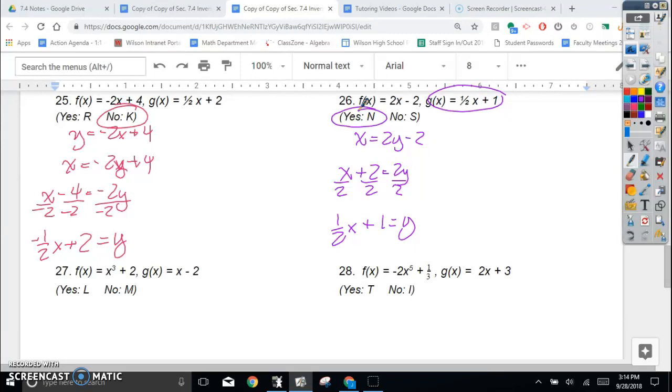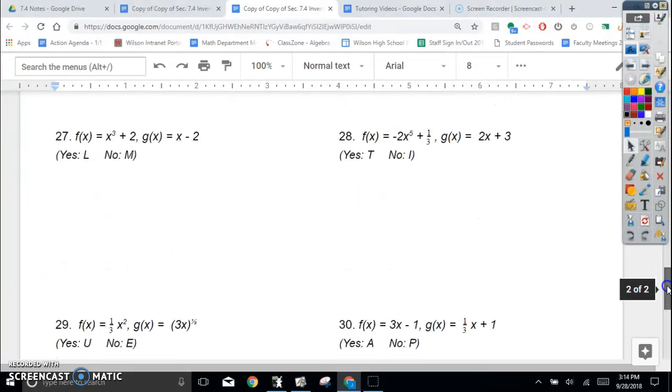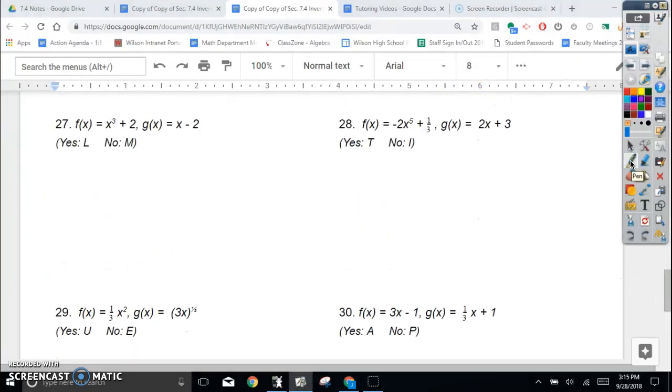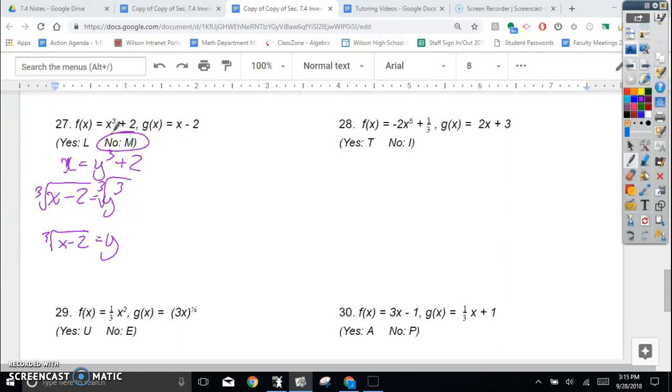Okay. Jumping down here to the next two. 27. So this will be x equals y cubed plus 2. And this is not looking good for a yes. This is looking like a no. Cube root, cube root. So we got the cube root of x minus 2 equals y. Clearly they do not match up, so we're now at an M. So I have a K and M.